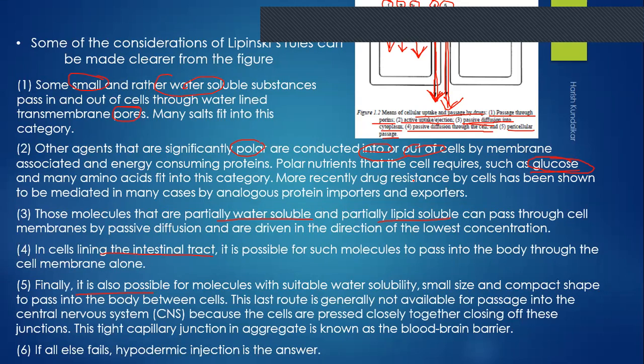What if the drug is not able to pass through 1, 2, 3, 4, or 5? The last option is to give a hypodermic injection. Simple. Just make it into a parenteral formulation and inject the drug into the systemic circulation. That's it. So injection should ideally be the last resort when we are doing formulation studies. All right, so that is the injection.